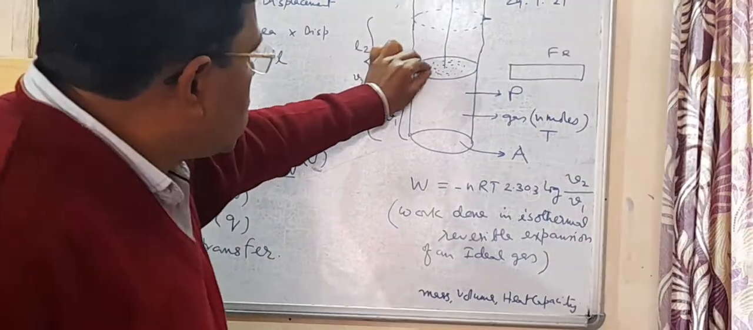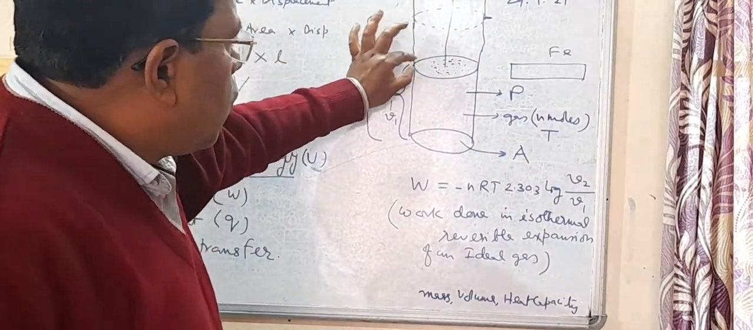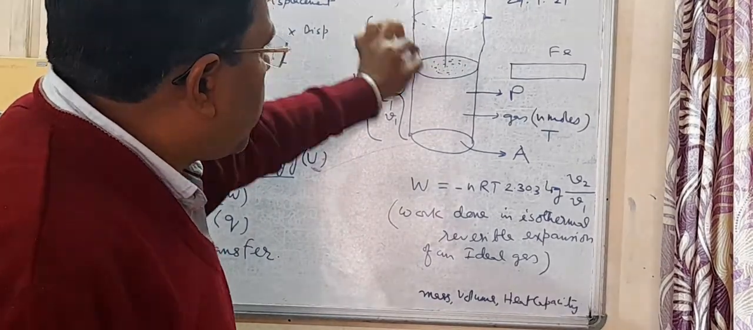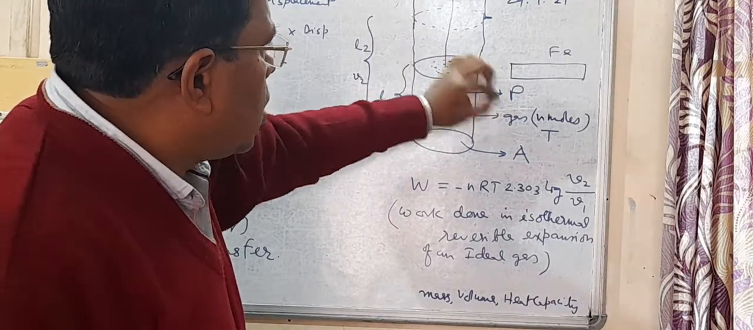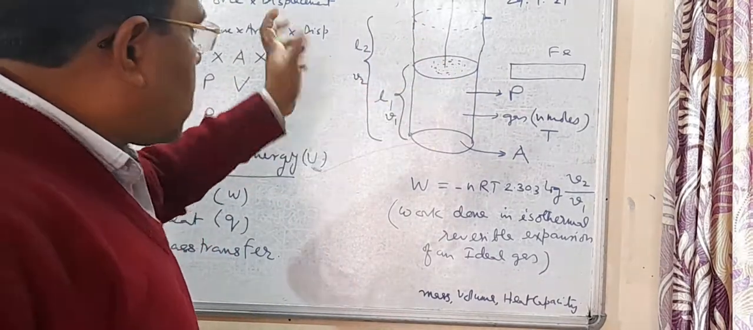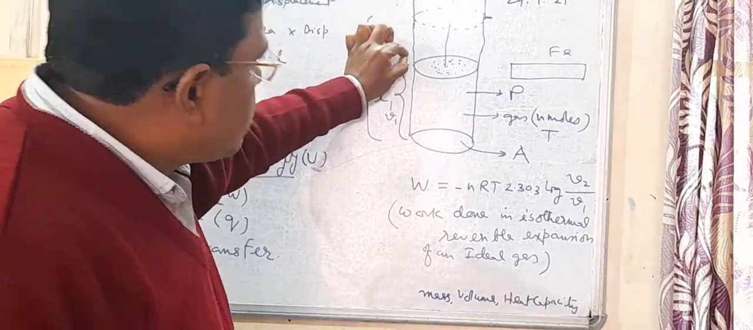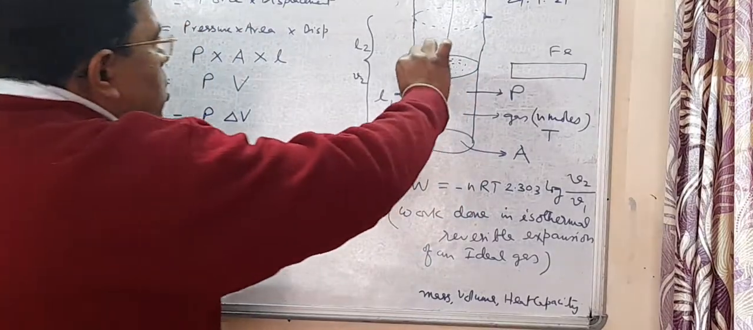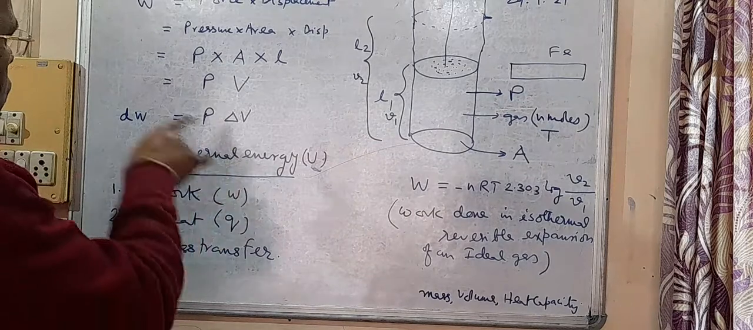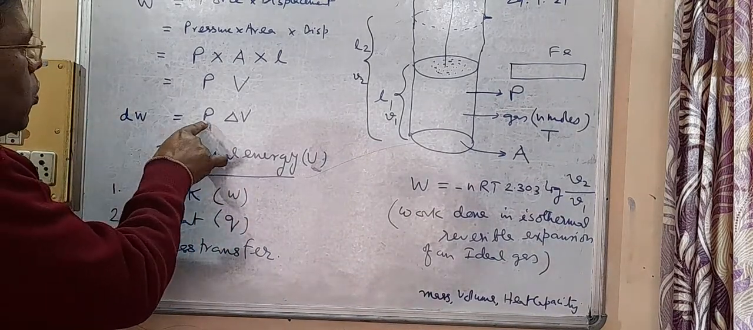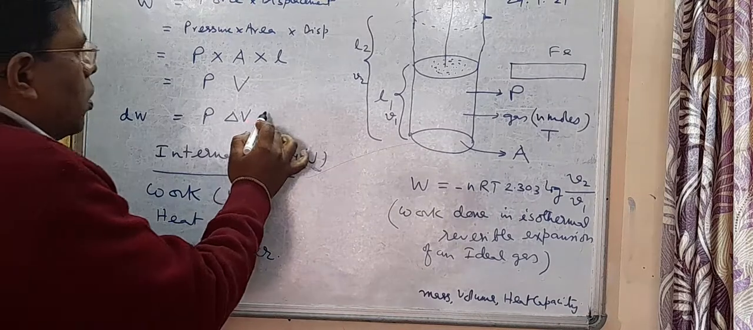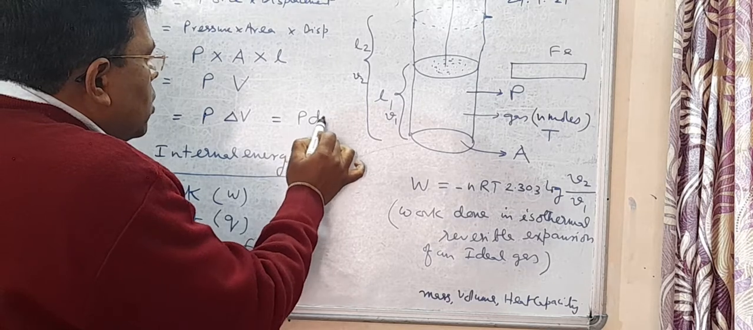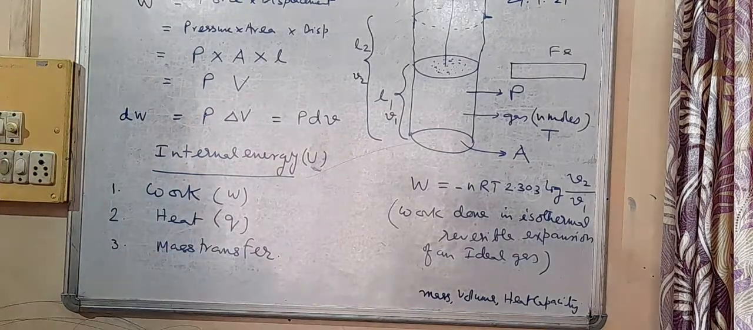Now during that small change, pressure is kept constant. We can assume that pressure is not changing. Normally, as the piston goes up and the speck of sand is removed, pressure is going to change. But this is a very small change, and we can consider the pressure to remain constant during that small change. So we get dW is equal to P del V, or more importantly, this can be written in calculus notation as P dV.